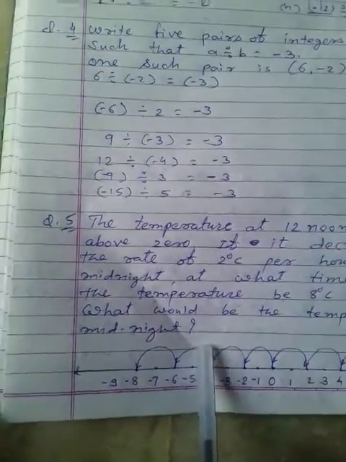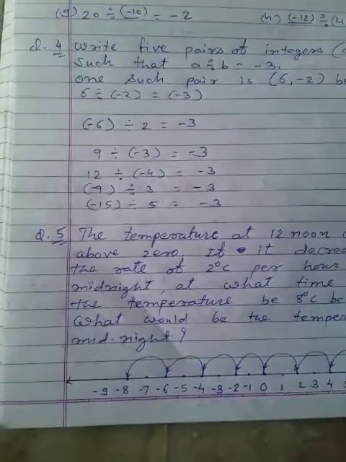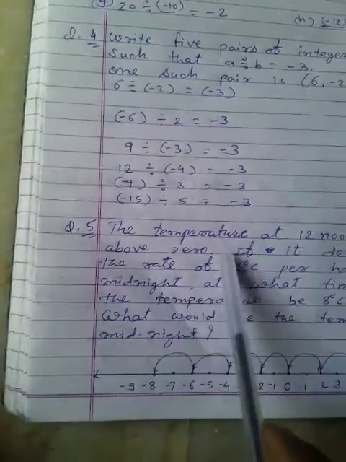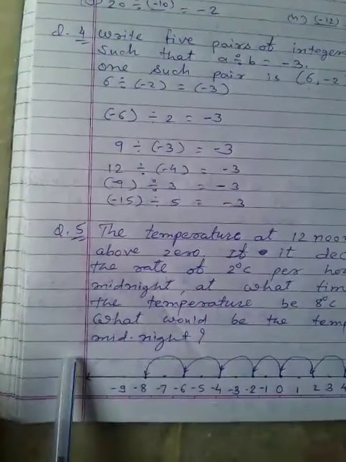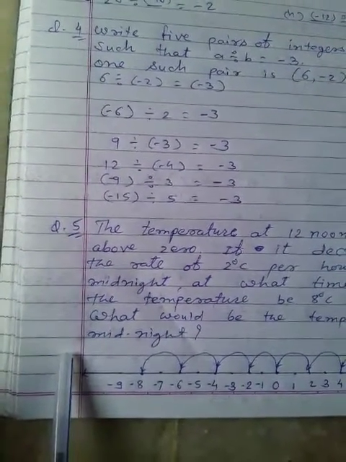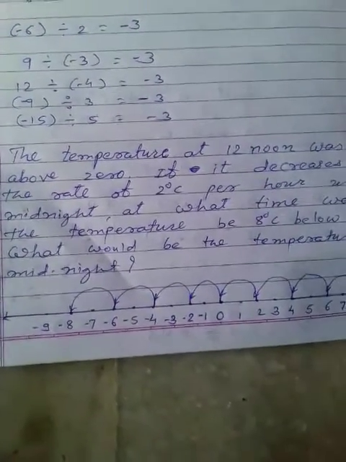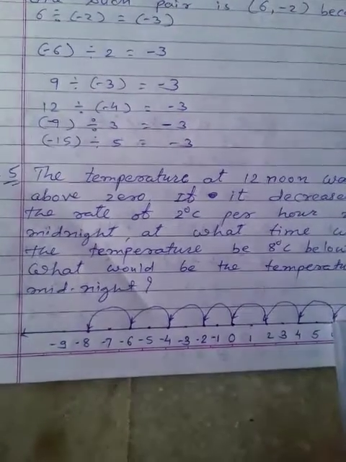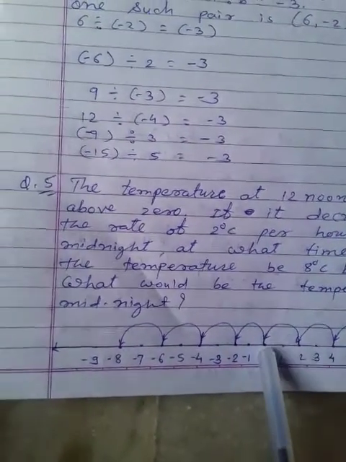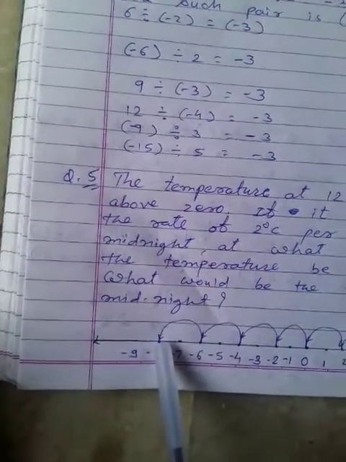Okay, so here the question is there. The temperature at 12 noon was 10 degrees Celsius above 0. If it decreases at the rate of 2 degrees Celsius per hour, and per hour how much does it decrease? 2 degrees Celsius. Okay, so here see, number line, 10 to decrease. Okay, here 8, 6, 4, 2, 0, minus 2, minus 4, minus 6, minus 8.